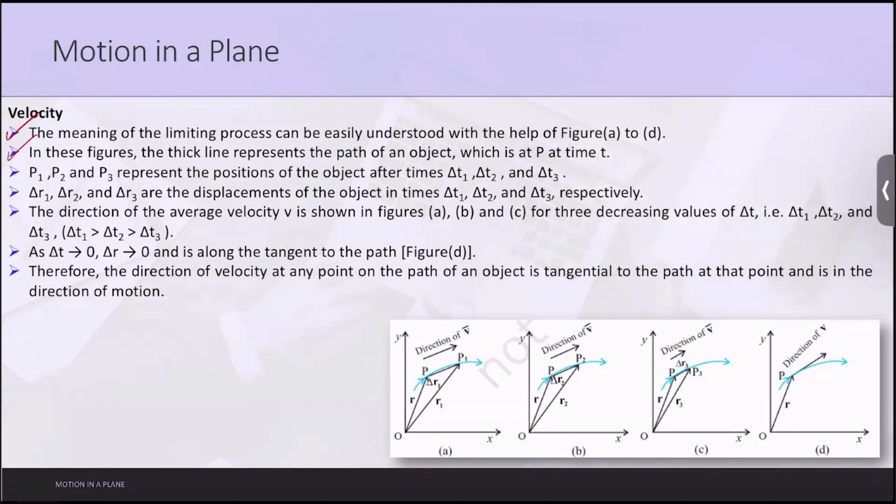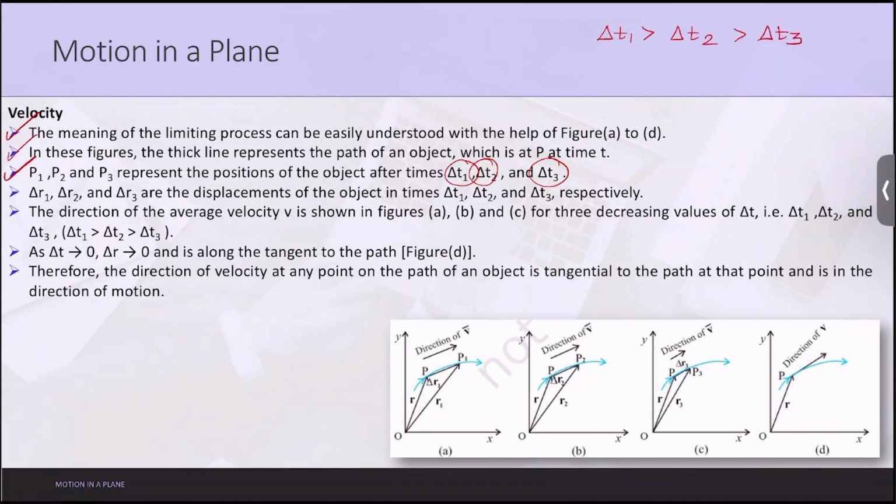So in these figures, the thick line represents the path of an object which is at P at time t. It is quite evident the path will always be the same. There is no difference in path. Correct? The path is the same only. Now P1, P2 and P3 represent the positions of the object after times delta t1, delta t2 and delta t3. Here delta t1 is greater than delta t2, which is greater than delta t3. So what does it mean?